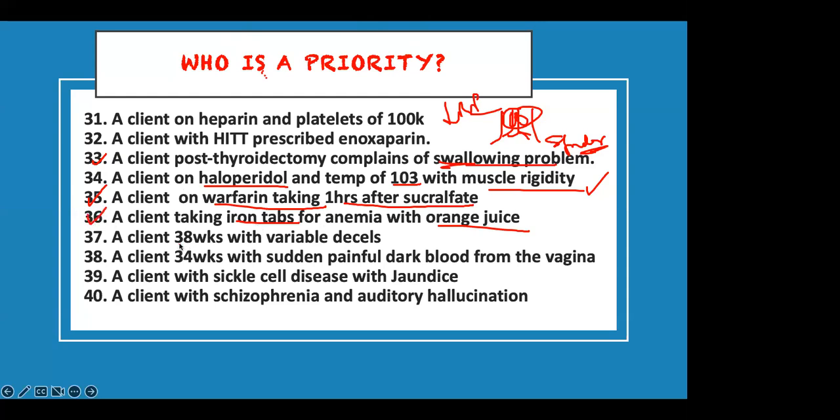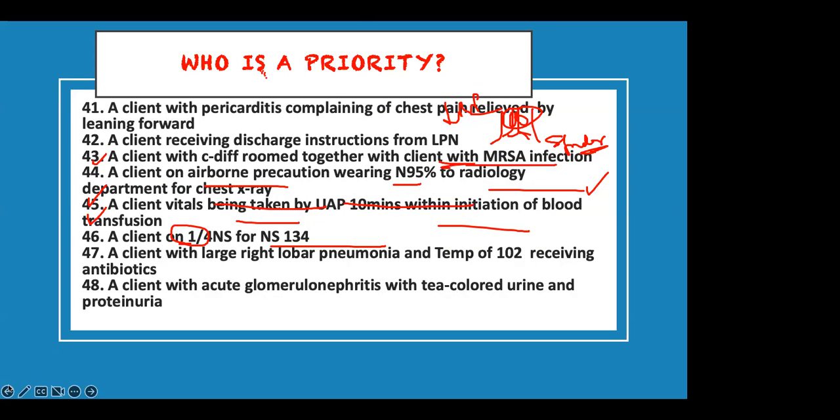A client, 38 weeks, okay, with variable deceleration. What do you think? Should you let that one slide? Yeah, I don't know about it. It's bad. Variable deceleration, use your VCHOP and you can see variable deceleration. It's not good. It's unpredictable. We should see that patient, please. Don't let that patient go away.